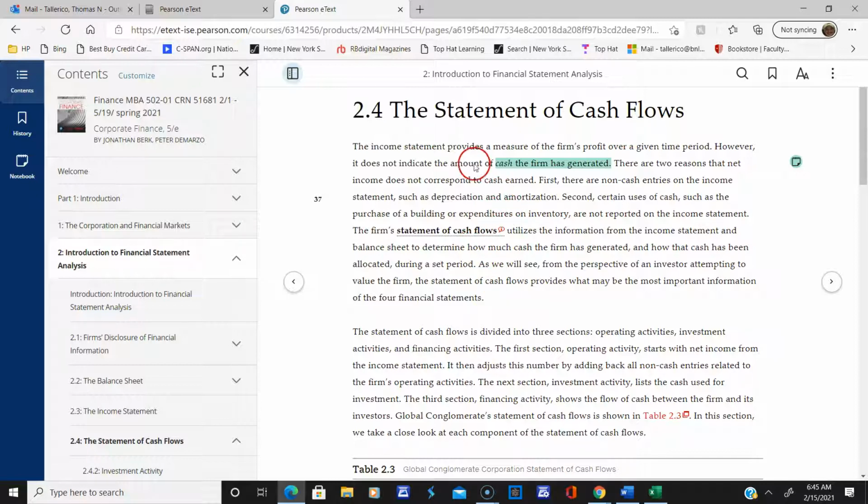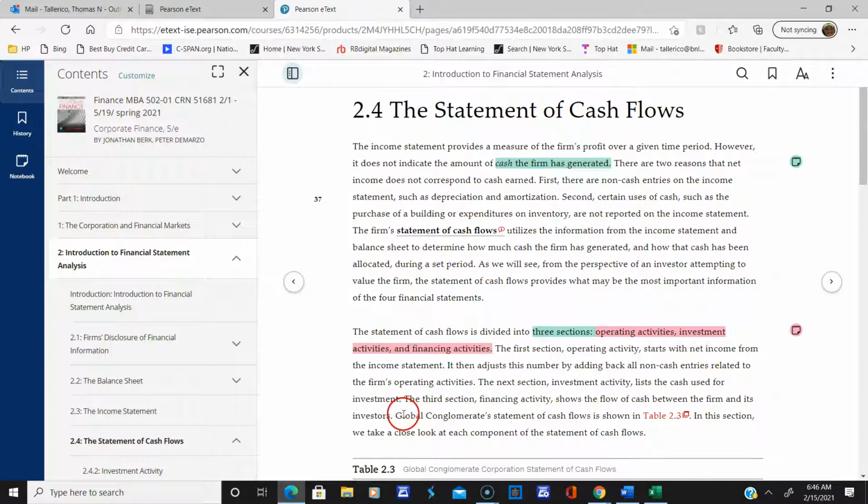And there's going to be 3 line items. Just to make everybody clear, there's going to be 3 line items on the statement of cash flows. And here it is right here, 3 sections, I should say, not 3 line items. Sorry about that. 3 sections: operating activities, investment activities, and financing activities. So those are important. Operating starts with net income from the income statement, and then it adjusts this number by adding back all non-cash entries related to the firm's operating activities. The next section, investment activity, lists the cash used for investments, and the third section shows the flow of cash between the firm and its investors.